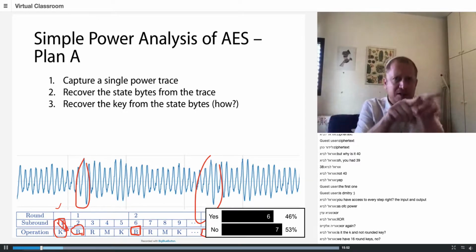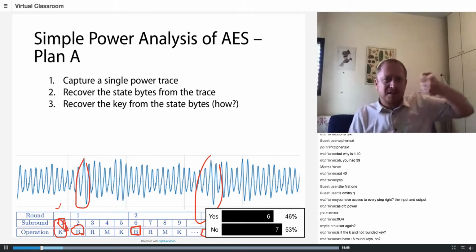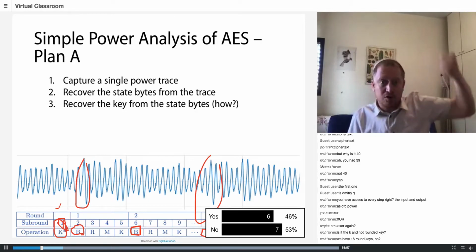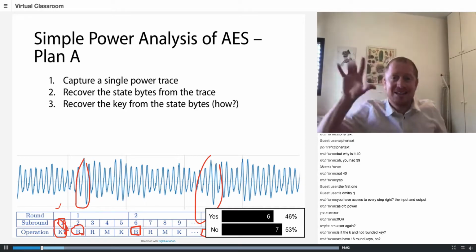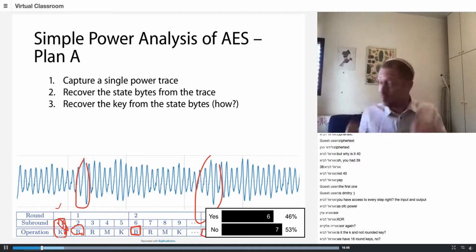Hold on with the round keys. I'll answer that tomorrow. This is the master key. It's not a round key. The first round, this case star, you see this case star means this is not add round key. This is add key, or adding the big key.